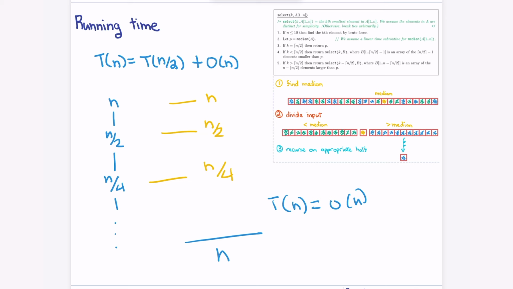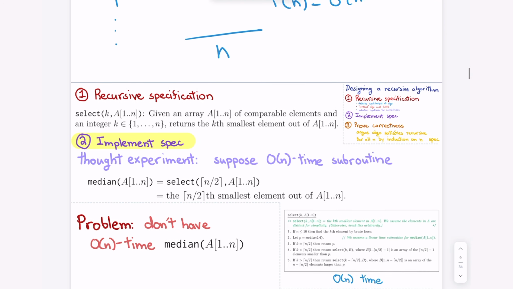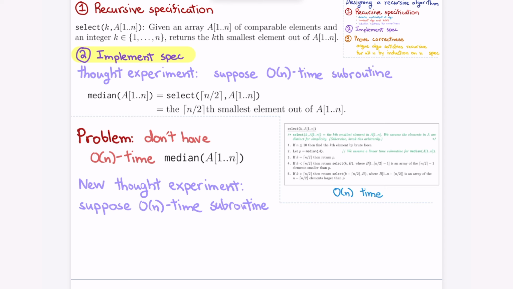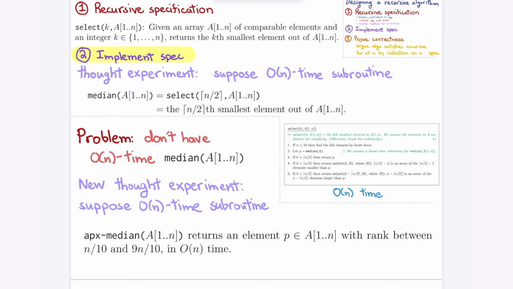I assumed you had an exact algorithm for median. Now you know actually the two problems are roughly the same. If you have an algorithm for select, of course you have median, but if you have median, you actually have select in linear time. Okay, so we don't have a linear time algorithm for median. So step two is I'm going to try to relax this a little bit and say, suppose you only had a linear time subroutine for an approximate median.